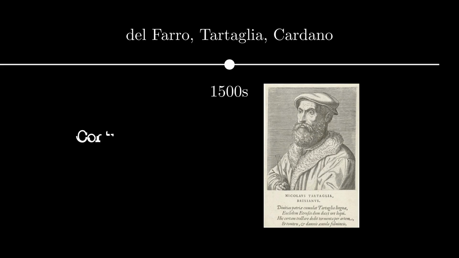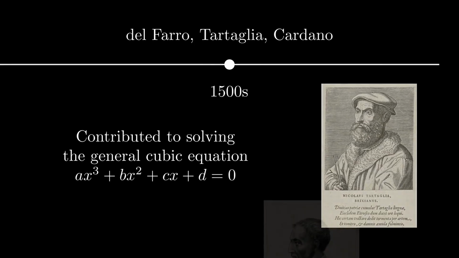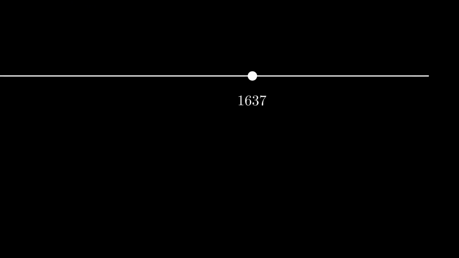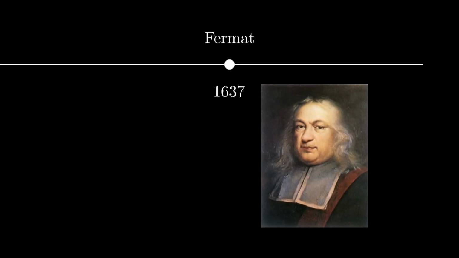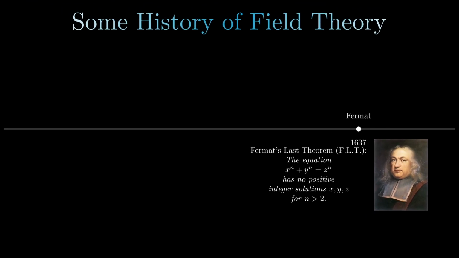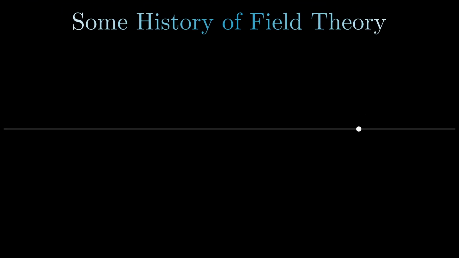Now that solutions to quadratic equations were fully characterized, mathematicians turned their attention to cubic equations. In the 1500s, 3 Italian mathematicians, Del Ferro, Tartaglia, and Cardano, independently contributed to solving the general cubic equation. About 100 years later, French mathematician Fermat conjectured what is known as Fermat's last theorem. This problem was largely responsible for the evolution of ideas in number theory. Its proof was finally achieved in the 1990s by Andrew Wiles, and this is possibly the largest success of the mathematical theory of everything known as the Langlands program.